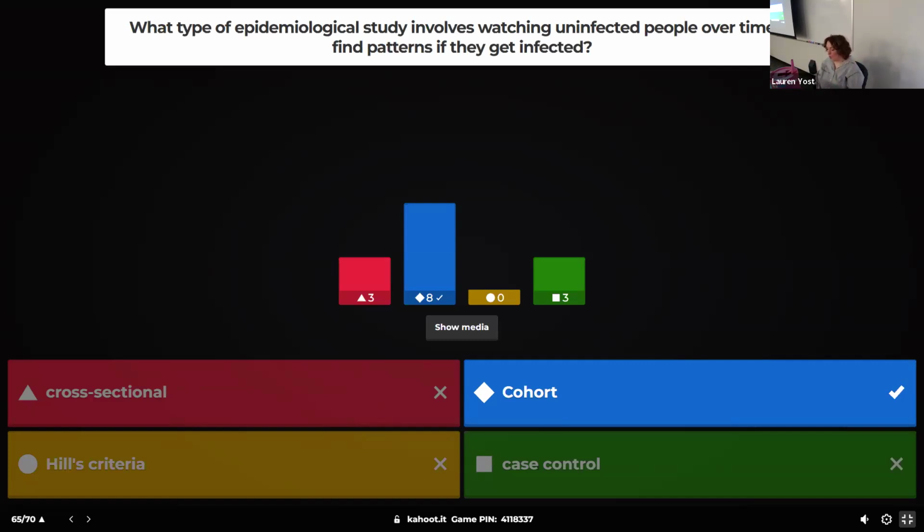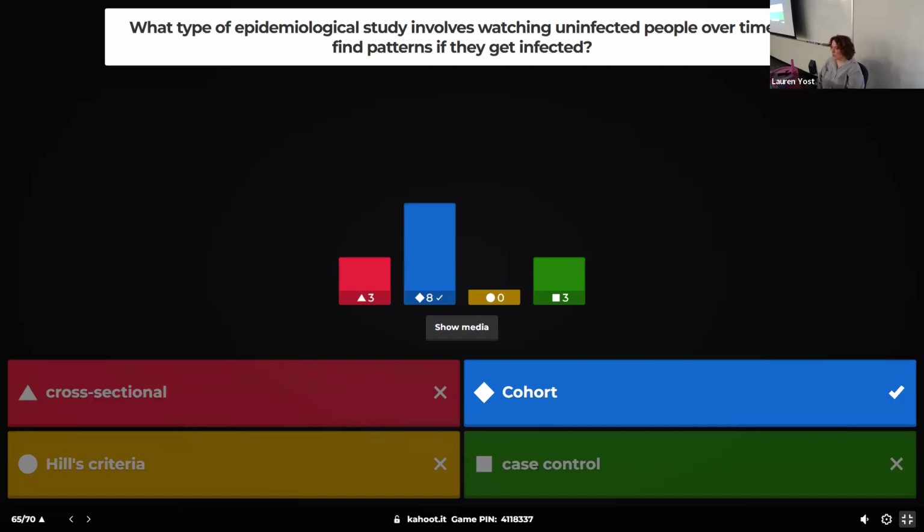Anyways, cohort study, looking at whether or not somebody gets the disease over time. Usually we compare a risk group and a non-risk group, smokers and non-smokers, and then follow them over time, which group ends up with more lung cancer. That would be a cohort study.